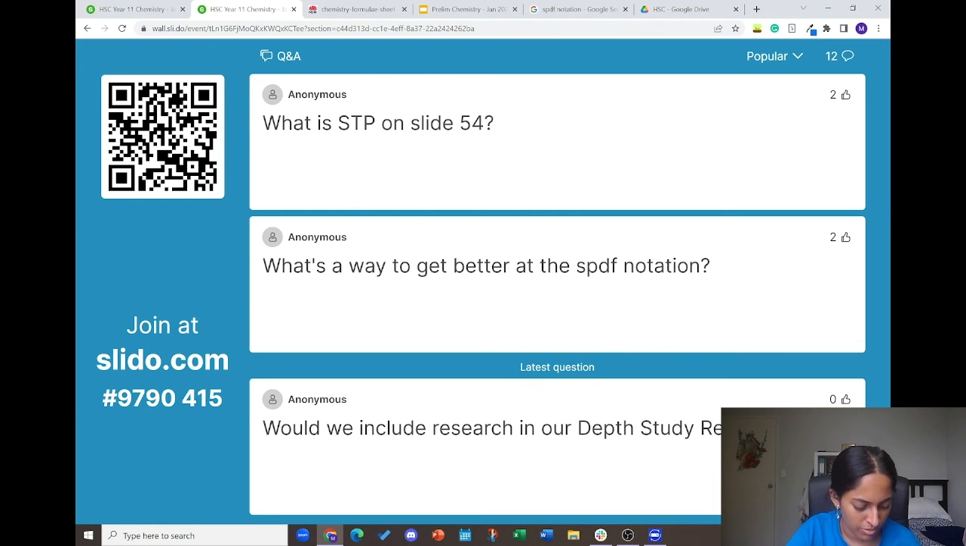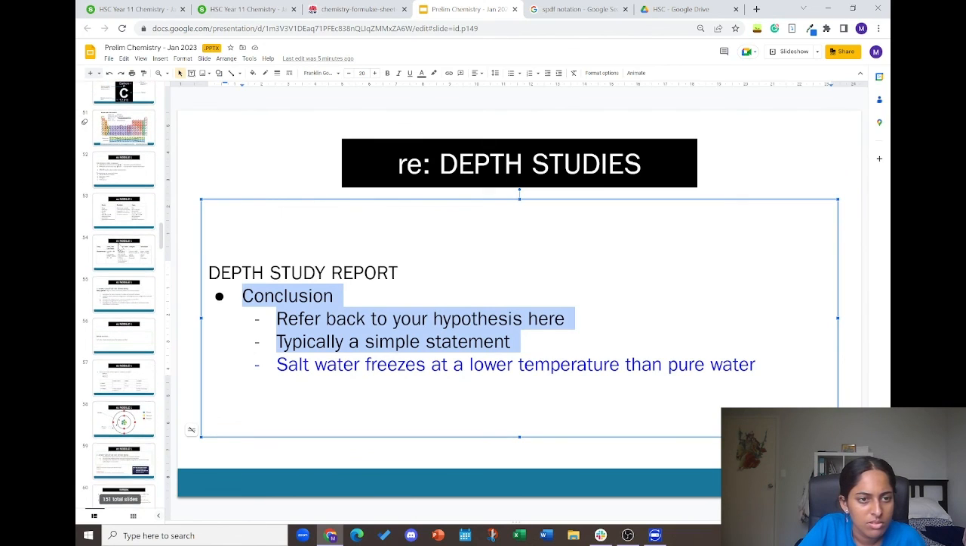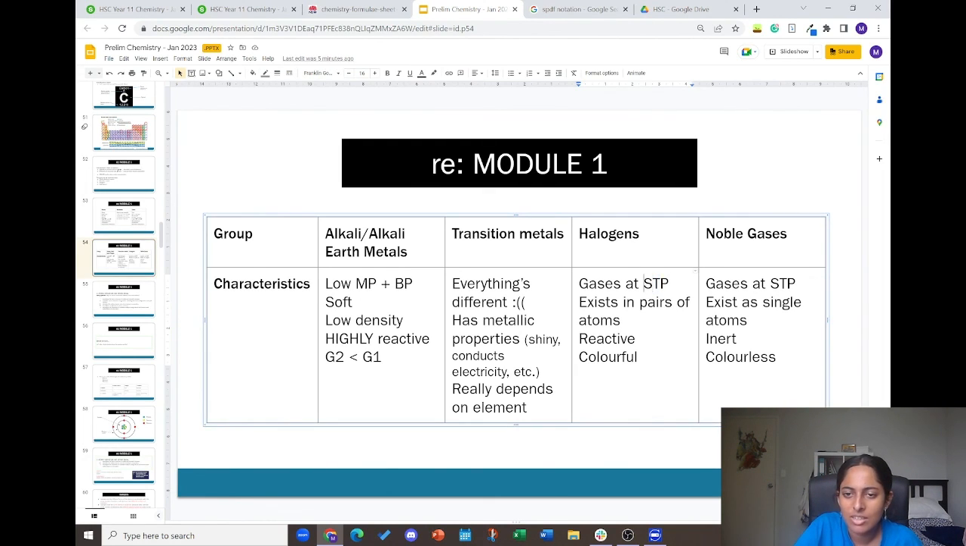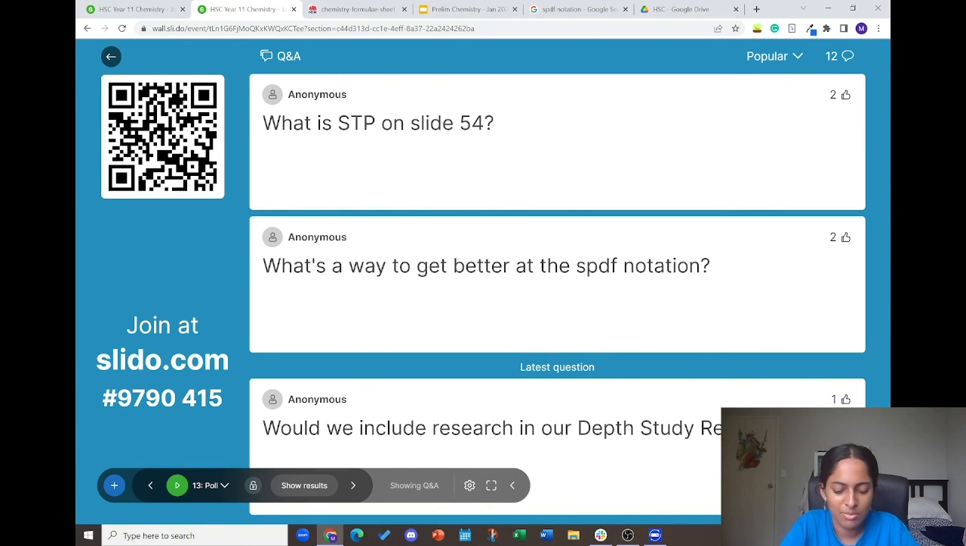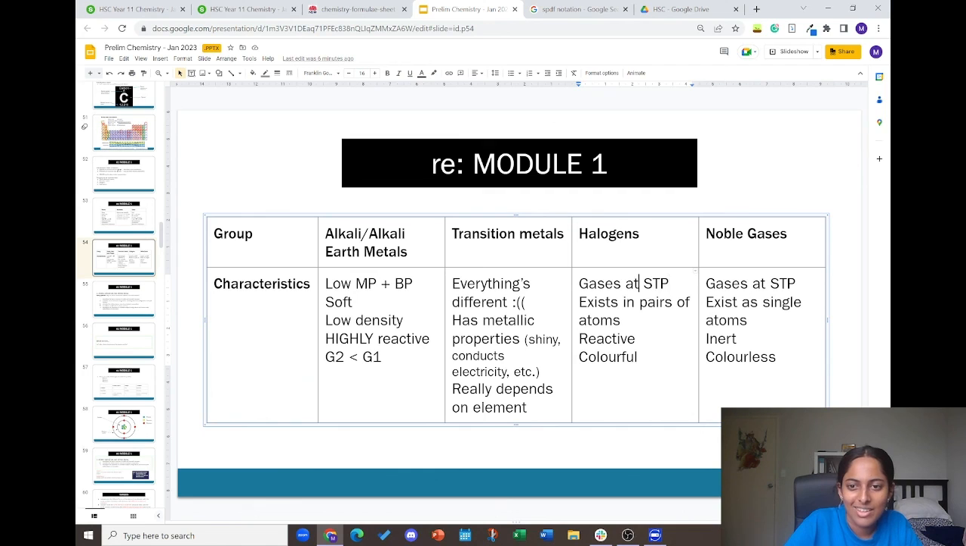Someone's asking, what is STP on slide 54? Let me double check for you, because I don't know. I know what STP is, I'm just thinking. Oh my God, I forgot. Let me just think. I think it's standard... I don't know what the T stands for, but it's like standard atomic pressure something. I will double check and let you know, I honestly forgot. Having a mind blank. Oh yeah, standard temperature and pressure. That's what it means.